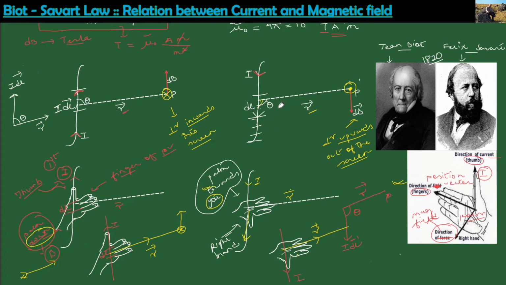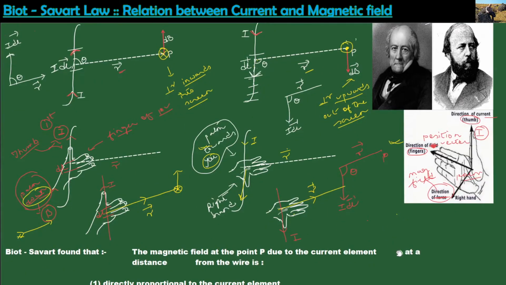This is your IDL element, and this small angle between I and DL, between IDL bar and this, is your theta, the angle between R and DL. So in this case, IDL is like this, and this is R. That means this is angle theta.